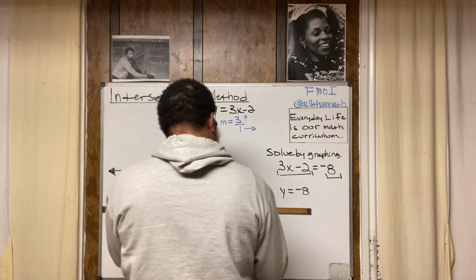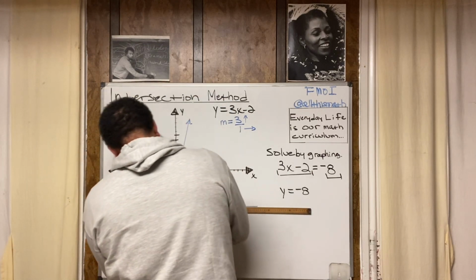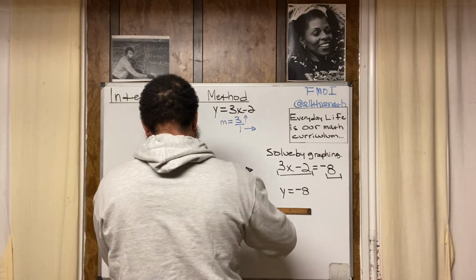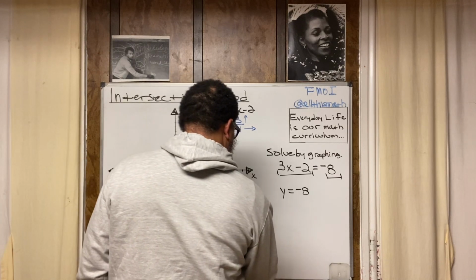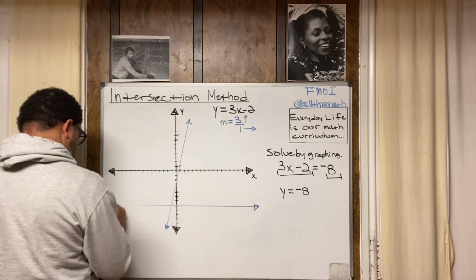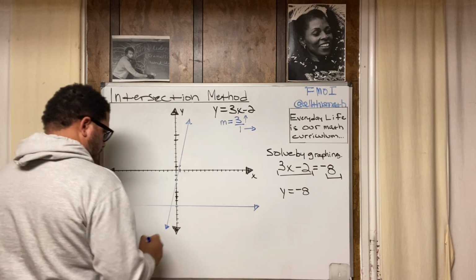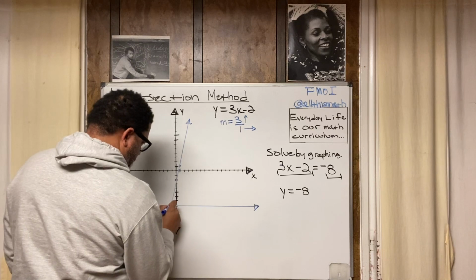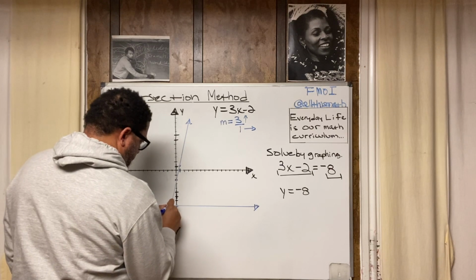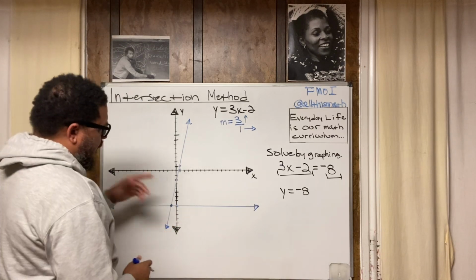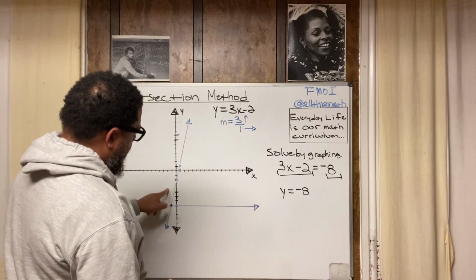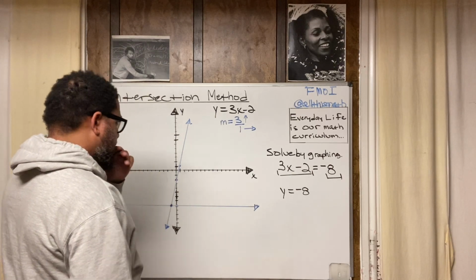Draw a horizontal line straight across like this. Put the arrowheads over there. And this is our intersection point. So that looks like -1. Looks like it lines up with -1.